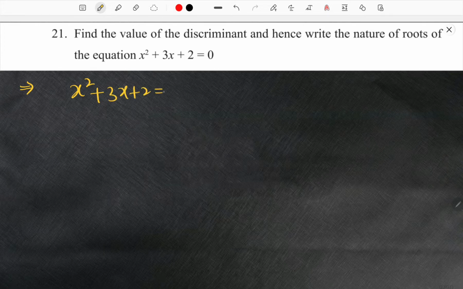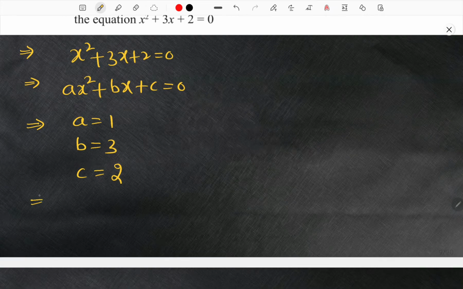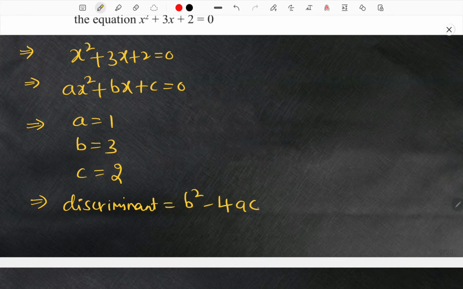3x plus 2 is equal to 0, and we have to compare it with ax square plus bx plus c is equal to 0. Then what is the value of a? 1. What is the value of b? 3. What is the value of c? 2. Now the value of discriminant, everybody knows it. So discriminant is equal to b square minus 4ac.